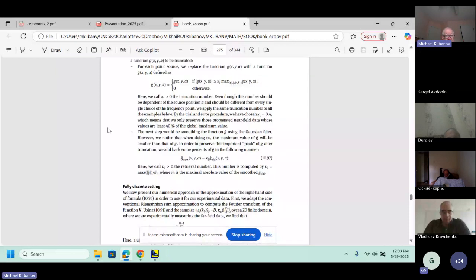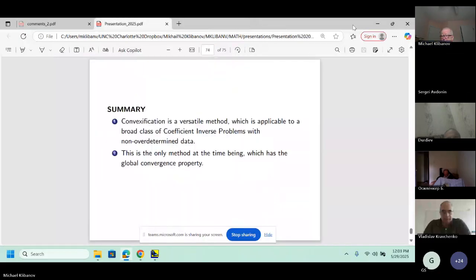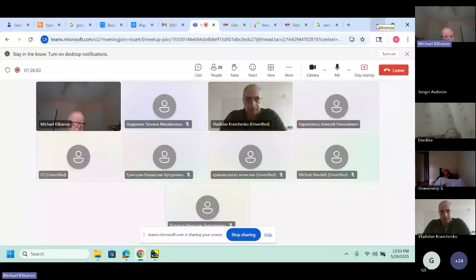you most likely are interested in a one-dimensional case of the inverse spectral problem. I will show you this result as well.